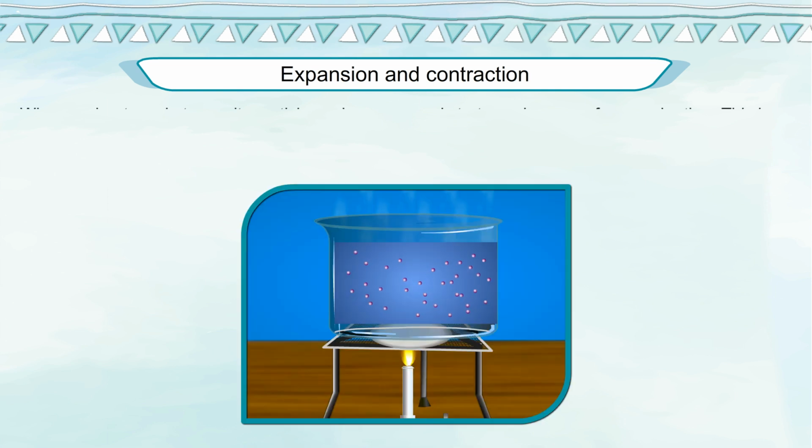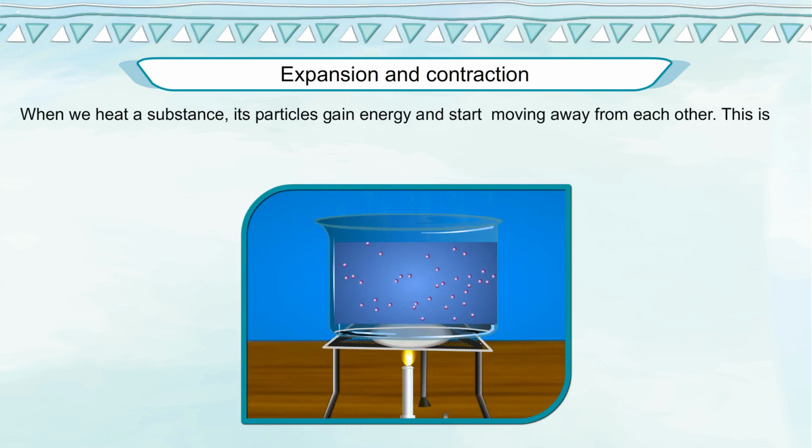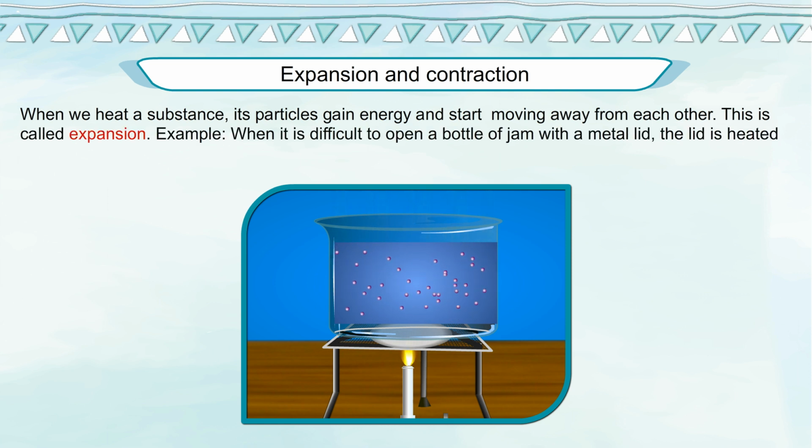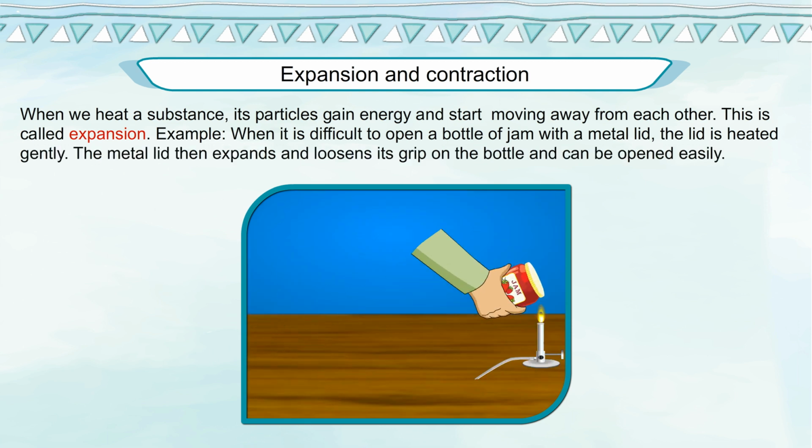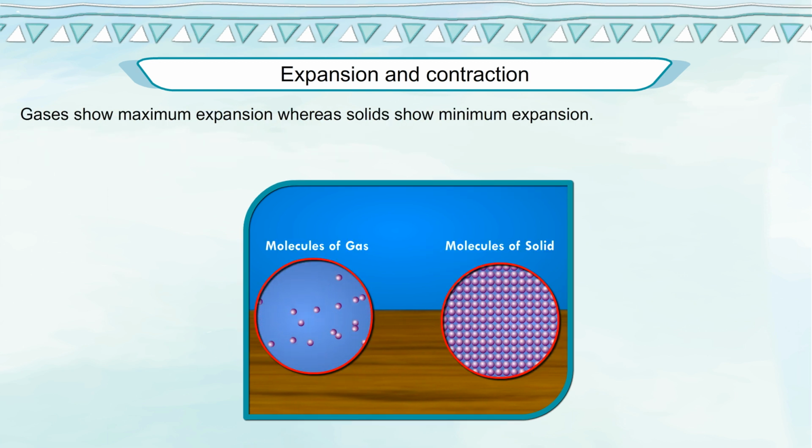Expansion and contraction. When we heat a substance, its particles gain energy and start moving away from each other. This is called expansion. Example: when it is difficult to open a bottle of jam with a metal lid, the lid is heated gently. The metal lid then expands and loosens its grip on the bottle and can be opened easily. Gases show maximum expansion, whereas solids show minimum expansion.